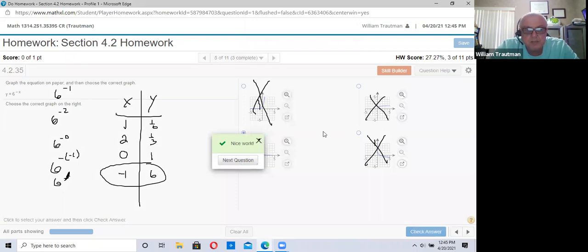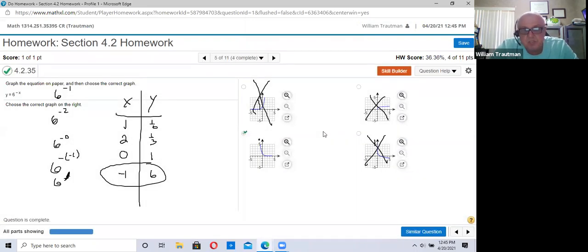And we got it right. So you just plug some numbers in, make a t-table, and see if you can match it with one of the pictures that are there already. They all fall on 0, 1, so that wouldn't have helped us any. I just saw negative 1, 6 and was looking for that.